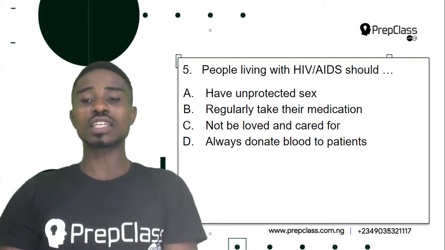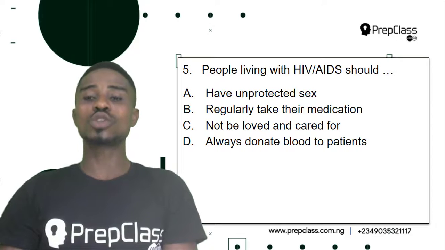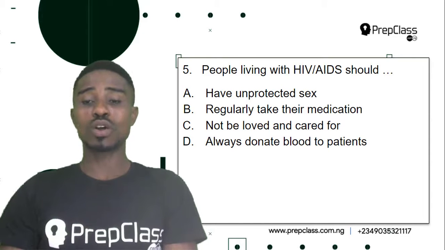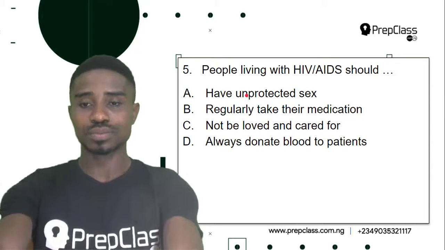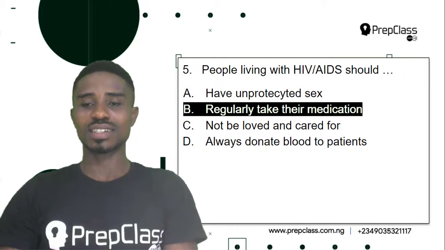C, not be loved and cared for, cannot be our correct answer, because they need to be loved and cared for. They should not be discriminated. D, always donate blood to patients. People with HIV/AIDS cannot donate blood to patients because their blood is contaminated. So option B is our correct answer. Let's check it out. Question 5, option B, regularly take their medication, is our correct answer.